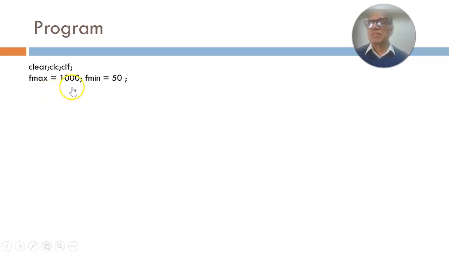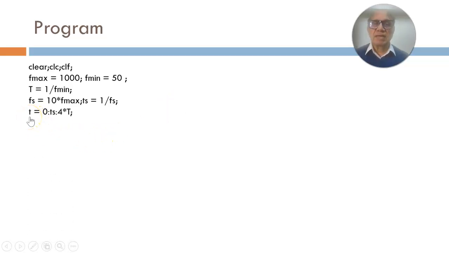Then our F max, remember, is 1000, F minimum is 50. So we define the time period for the F minimum. The reason is we are going to display a certain number of cycles for the lowest frequency component, suppose 4, 5, whatever. And all other components, of course, will have more number of cycles. So we calculate T equal to 1 by F minimum. Calculate Fs as 10 times F max. So F max is 1000, so this will be 10,000. And Ts, which is the sampling time period, that will be the reciprocal of the sampling frequency. So that is 1 by Fs.